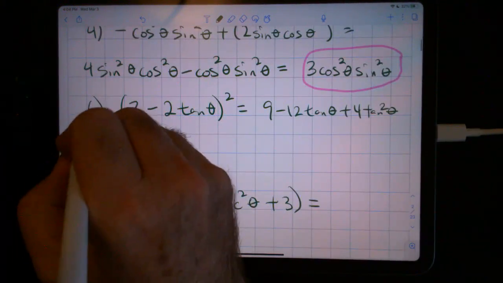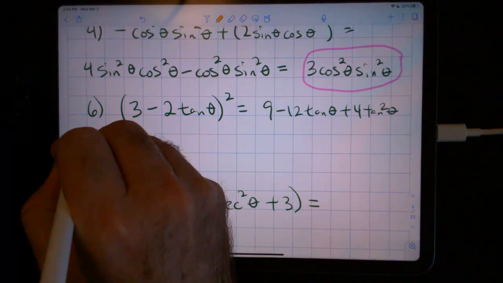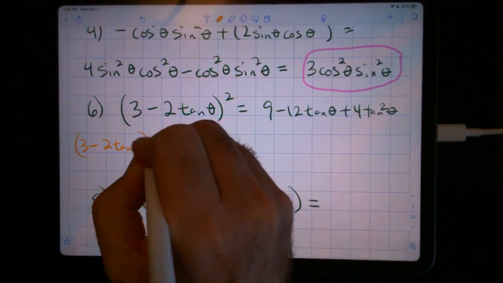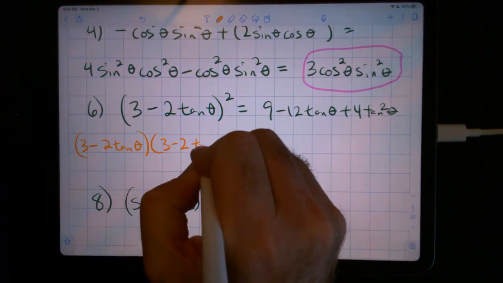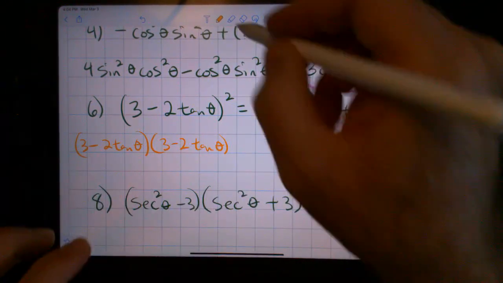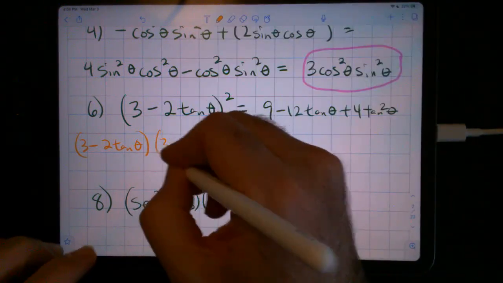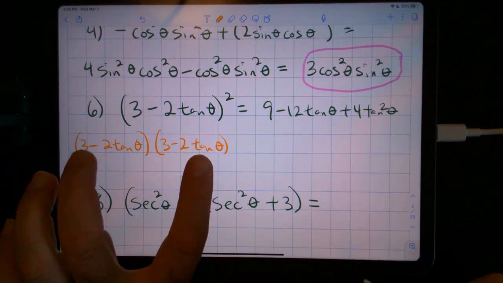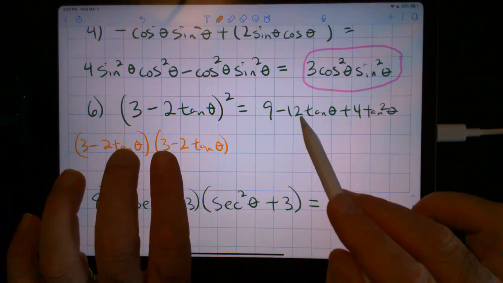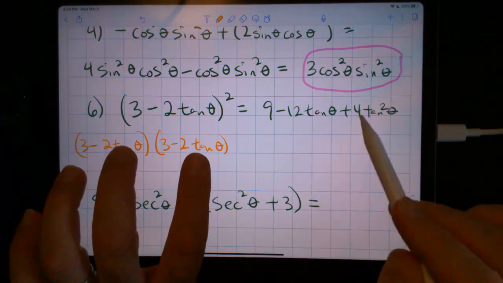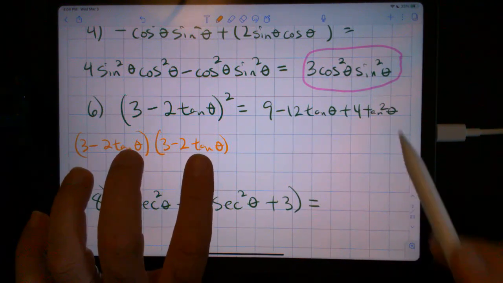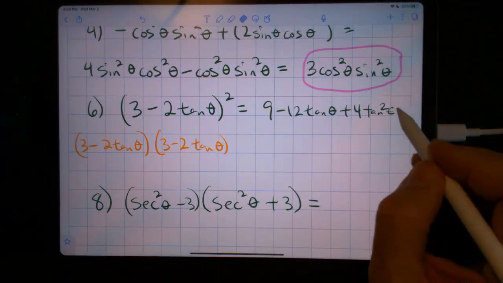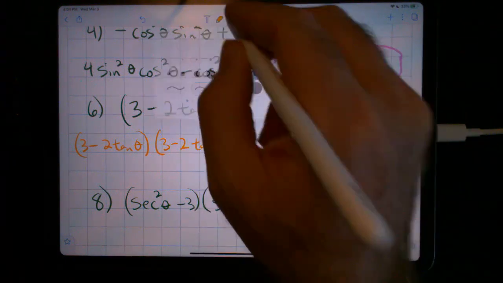So this is the same thing as 3 times 3 is 9, and then 3 times 2 is negative 6, minus 6 gives me the negative 12, and then negative 2 times negative 2 is positive 4, tangent times tangent is tangent squared. The numbers are good, it's kind of squished. Let me rewrite this.